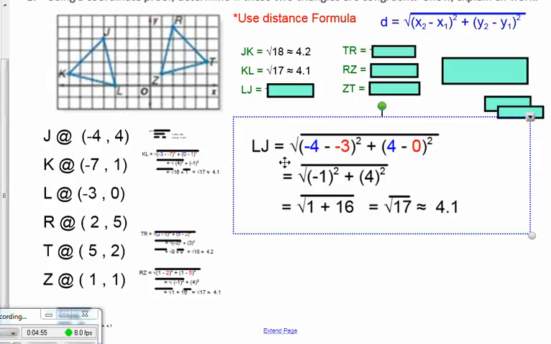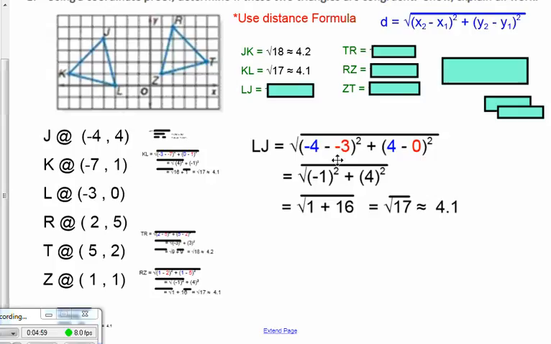L to J, again, I just plugged everything into my distance formula. -4 minus -3. Remember, that's like adding, became -1 squared from before. -1 squared is 1. 4 minus 0 is 4. 4 squared is 16. 1 plus 16 is 17. So I'm using the square root of 17, which is about 4.1.